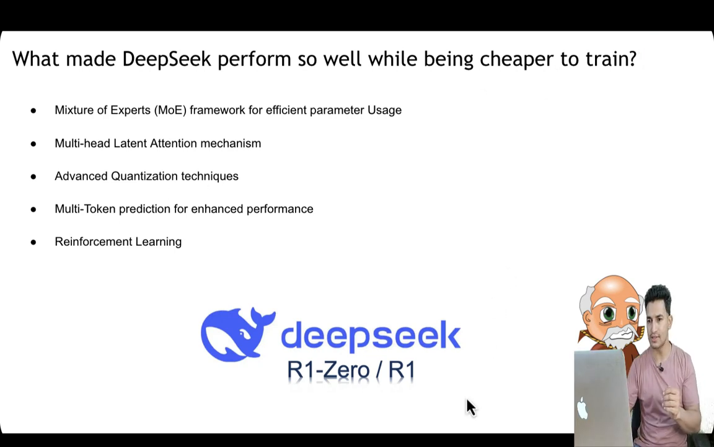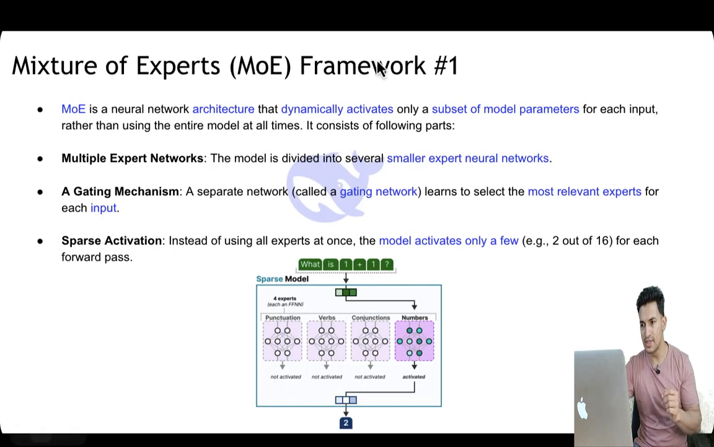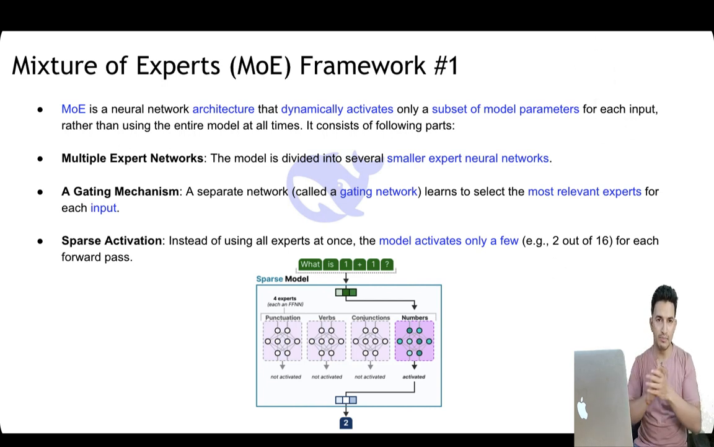So let's see the first one, which is mixture of experts. In mixture of experts frameworks, there's a neural network architecture that dynamically activates only a subset of parameters for each input. That's why we said, even though there are 671 billion parameters in the model, only 37 billion parameters are activated per token.